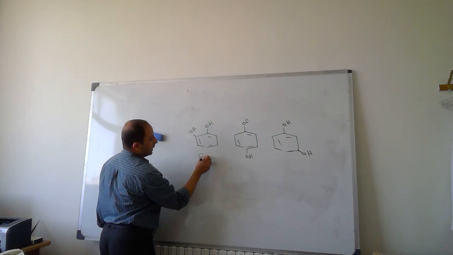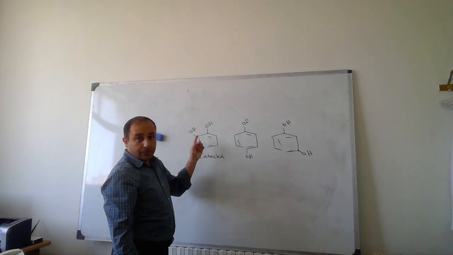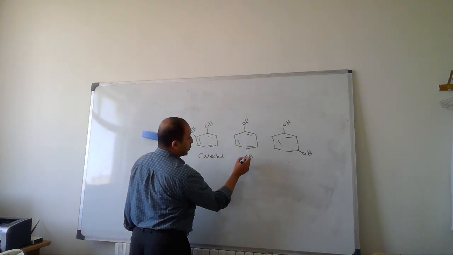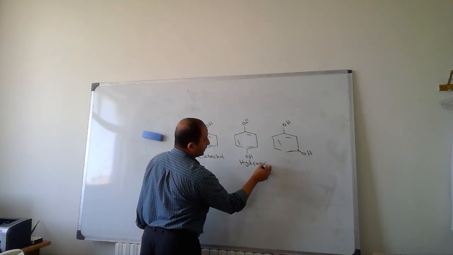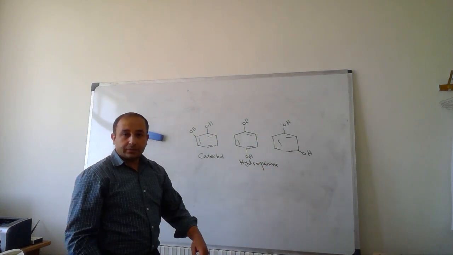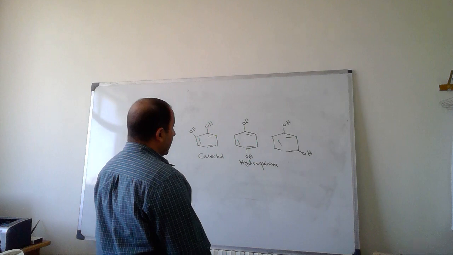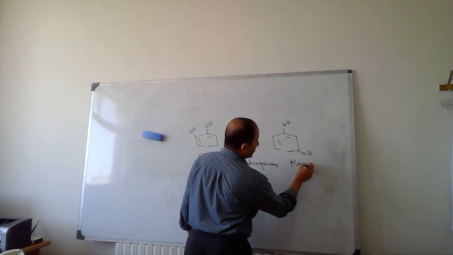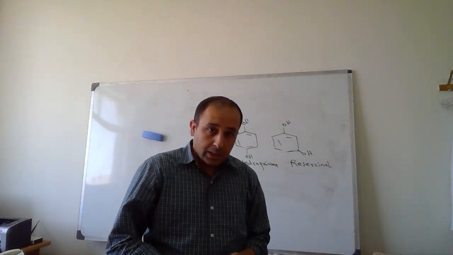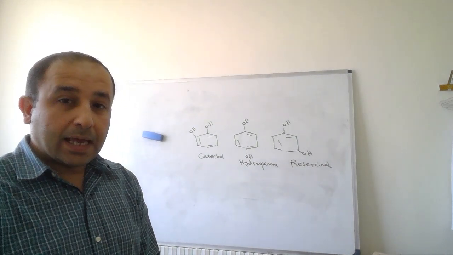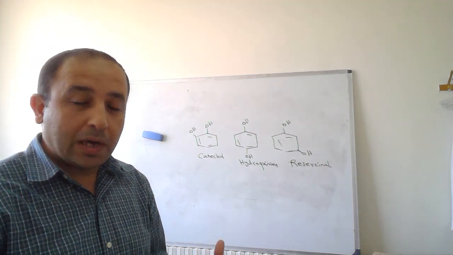Now this is catechol, as you know from organic chemistry. This is catechol, which is ortho-hydroxyphenol. This is hydroquinone, which is a bleaching agent and used in some creams like Fair and Lovely cream. And the last one is resorcinol. Resorcinol is meta-hydroxyphenol. All of them have the same functionalities: two hydroxyls on a benzene ring.